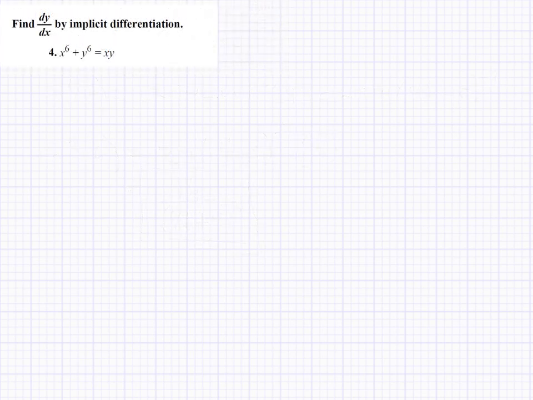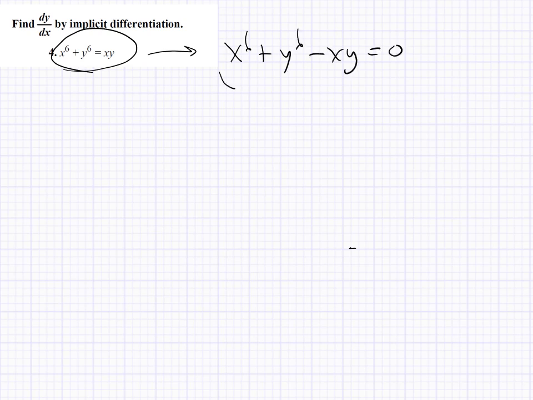Okay, so now we got to do implicit differentiation. The key to implicit differentiation, there's a couple ways to do it, but the primary way that I showed you how to do it was to use partial derivatives. And one key to doing partial derivatives is that this has to be equal to 0. So I'm going to rewrite this as x to the 6 plus y to the 6 minus xy equals 0. Now this is that capital F of xy function we talked about.